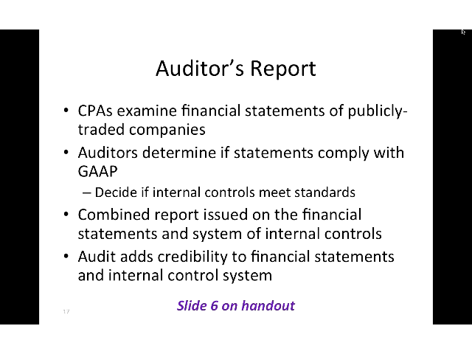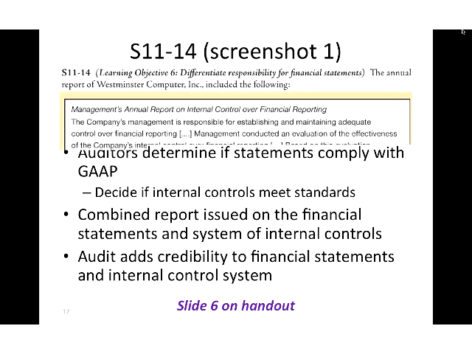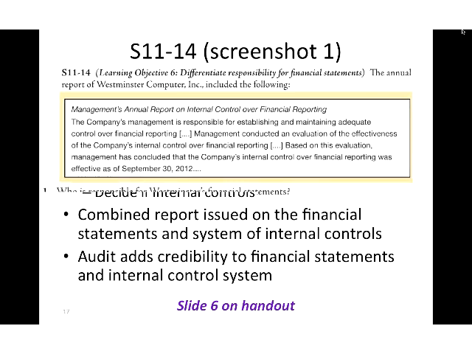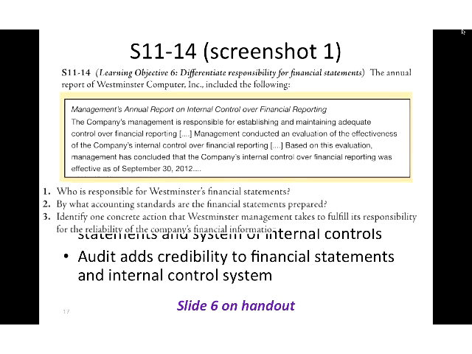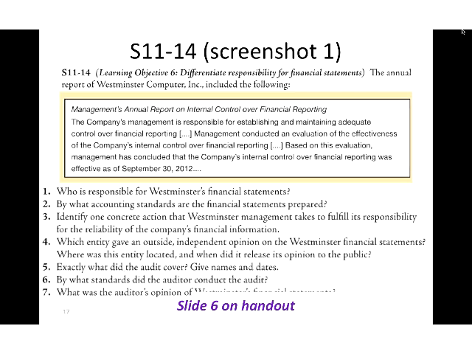Okay, so what we're going to do now is exercise 1114, and this is a good example of management's report and the auditor's report. I have it on two different slides. The box surrounded by yellow is an excerpt of management's annual report on internal control. This is what management includes with their financial statements.